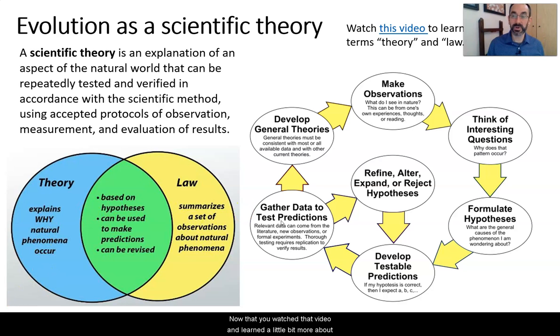All right, now that you've watched that video and learned a little bit more about theories and laws in science, showing that a theory actually means that we have a pretty strong explanation for the observations we see in the natural world, let's look at some of the evidence that supports that theory, that helps us know that it is a strong explanation of the natural world. So these are the observations that we've made that support the theory.